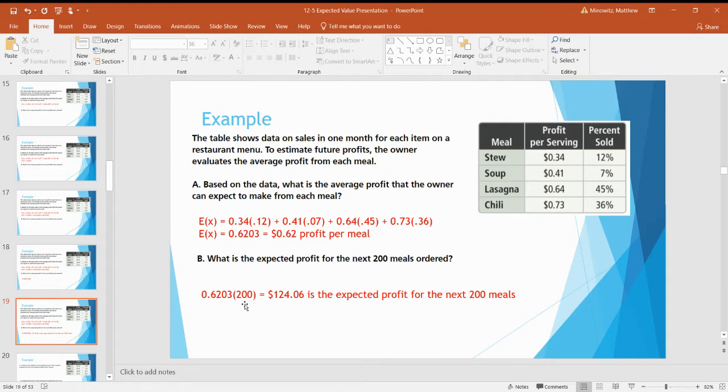Does not mean it's exactly how much it's going to have. Okay, maybe I have a sports team that really likes chili and everyone orders chili. Then my actual profit goes up. But my expected profit is based on the averages and based on the percents.